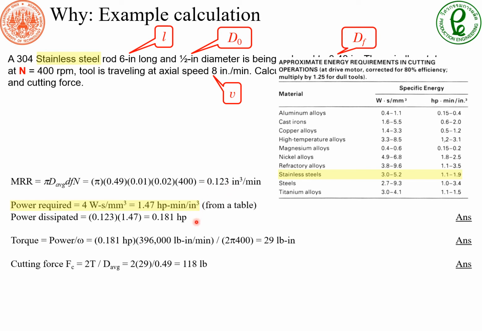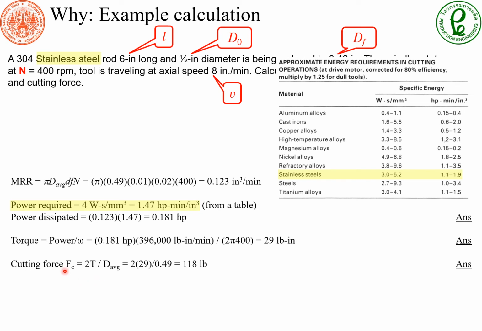is 0.181 horsepower. Again, we convert this horsepower into pound inches by multiplying with the conversion factor of 396,000 pound inches per minute per horsepower. And then we divide that by omega, which is 2 pi n, and you get 29 pound inches. So this torque can be converted into the cutting force that we want to calculate.